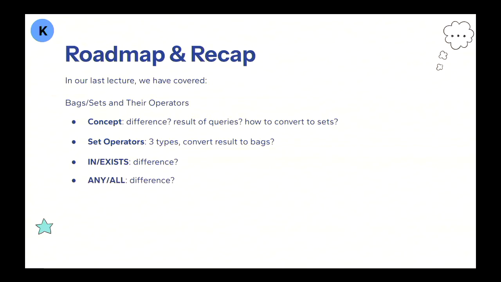And there are two more concepts here: any and all. So what's the condition for any to give us a result of true? When will any give us true? Any will give us true if at least one element inside the set or bag fulfills the condition. So this is any. And all will give us true only if all the elements inside that set or bag fulfill the condition. So that's the difference between any and all.